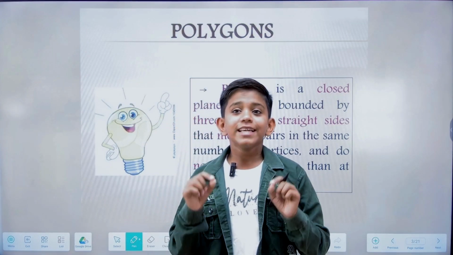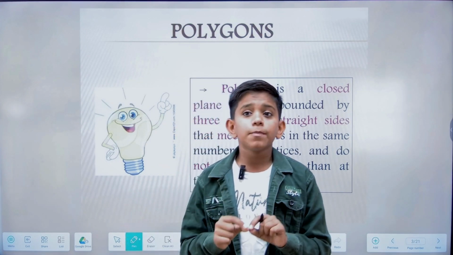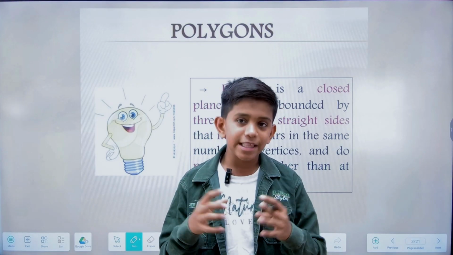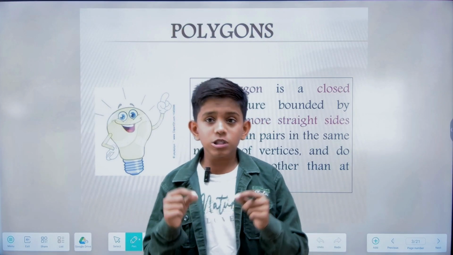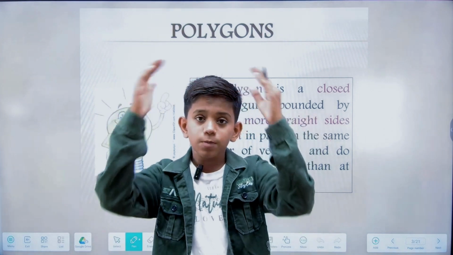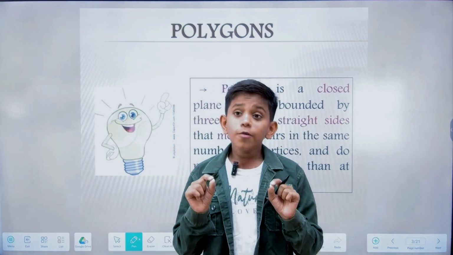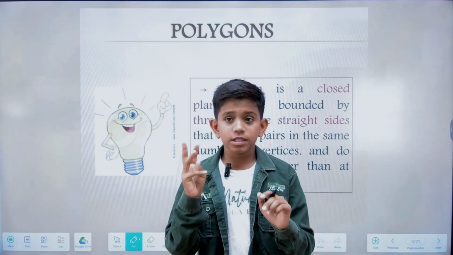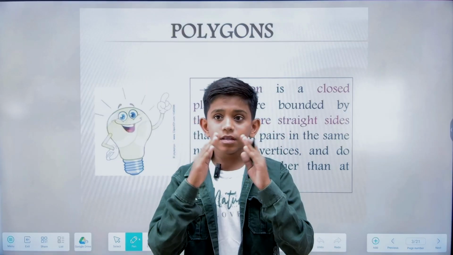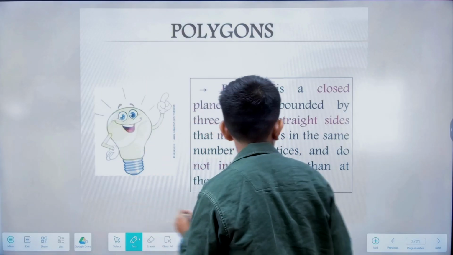Next we will learn about polygons. A polygon is a closed plane figure bounded by three or more straight lines. I will tell you the meaning. A polygon is a closed plane figure. It is not open, it is closed by all its boundaries. There are three or more straight lines that meet in pairs.